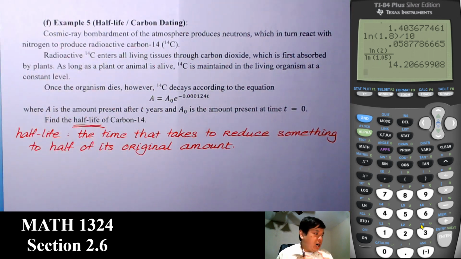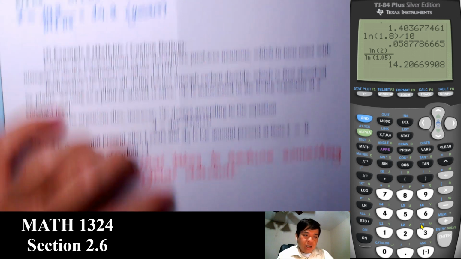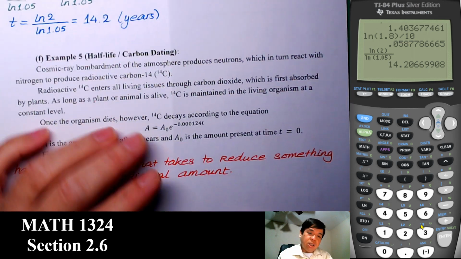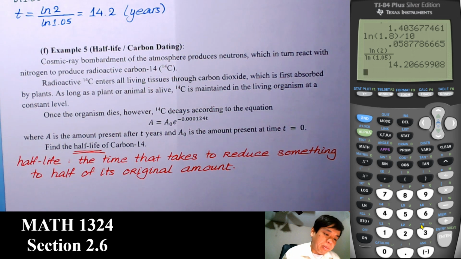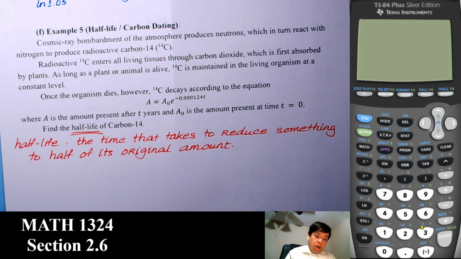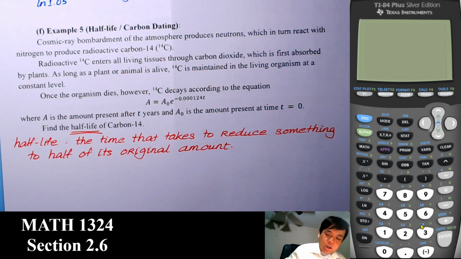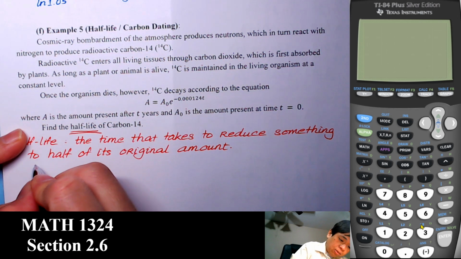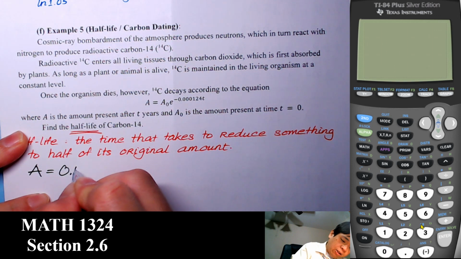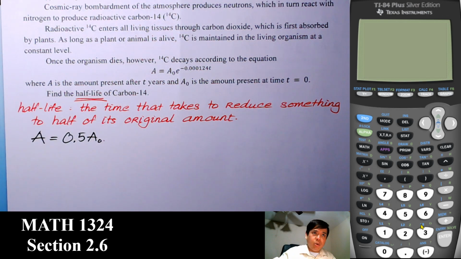This is half of the original amount. This is called radioactive decay, so it's not an increasing function. With an investment like this, the amount will get increasing. With something like this, the amount will be decreasing over time. That's why the rate is negative. Anyway, we have that equation. Now for the half-life, the future value is equal to half of the original amount. So I'm going to substitute into this equation.